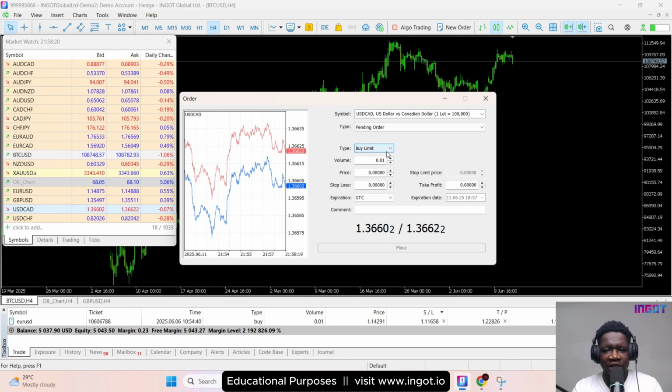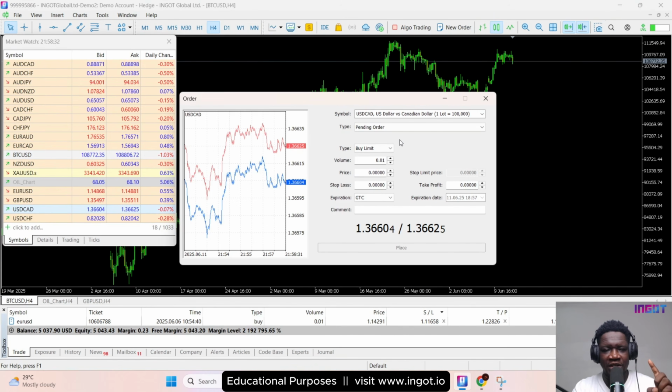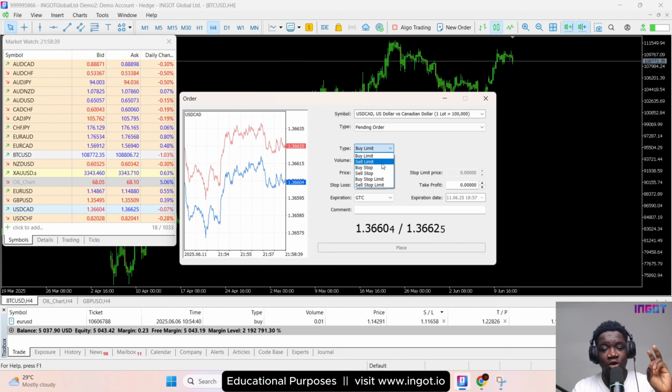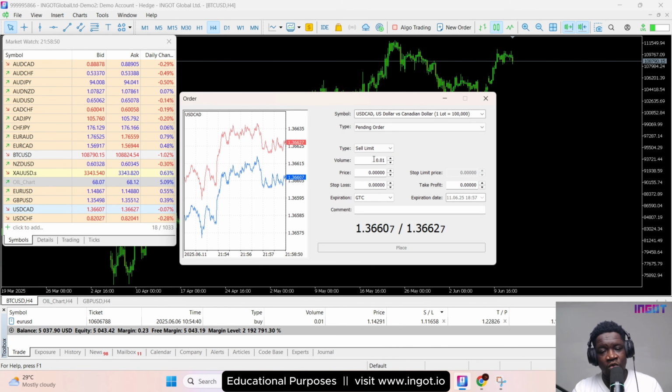Now with a pending order, remember, if you look at the signal USD CAD, the red arrow tells you chances are it's going to go down. So we want to do a sell trade. So the type here we want to look at, focus on the buy stop, sell stop, buy limit, sell limit. With the others, just take it easy on them. So sell is what we are looking at. Let's just select sell limit. Volume, the lot size, 0.01. If you are using a cent account, you can go as low as 0.001.